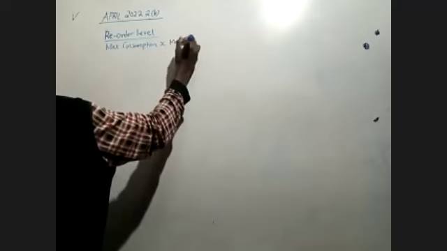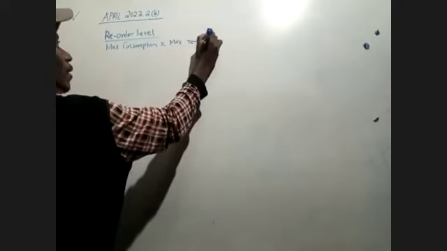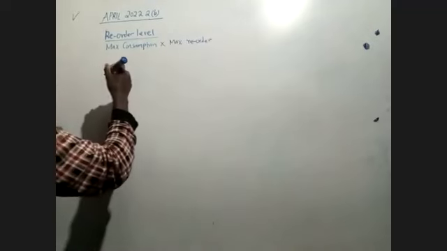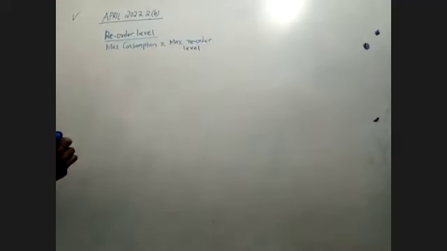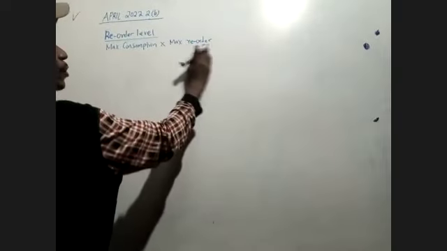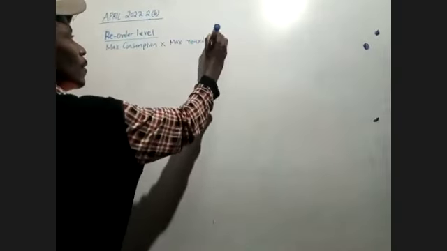So reorder level is equals to maximum consumption. So the formula is equals to maximum consumption. So maximum consumption times maximum reorder period, not level. Reorder period.